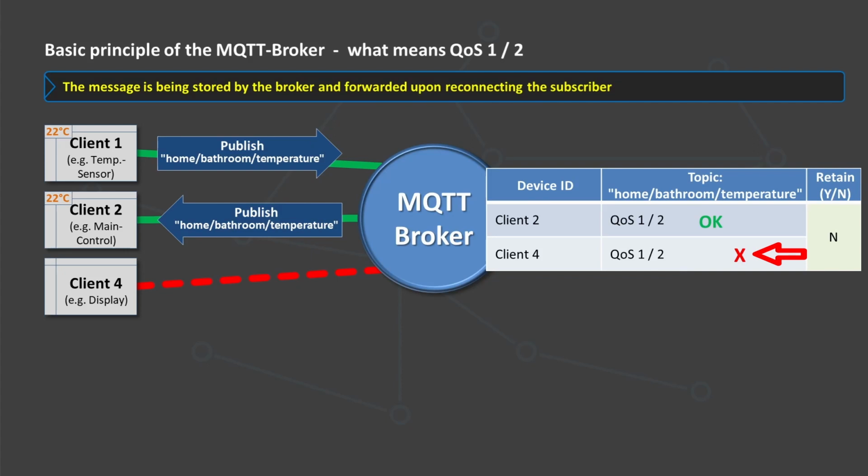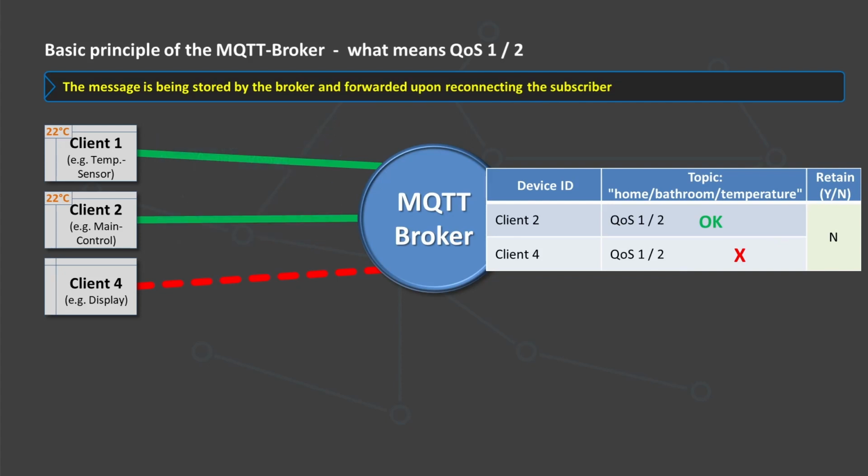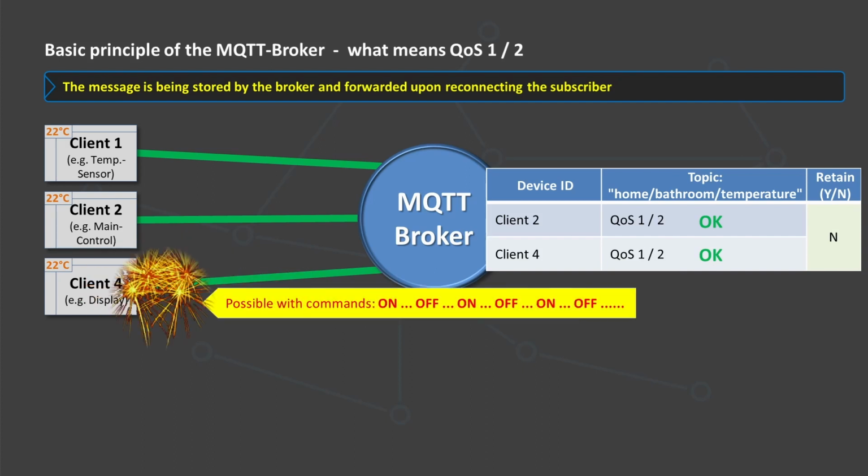Client 2 was connected, therefore received the message. Client 4 was disconnected and has not received it yet. If known clients reconnect, then the broker sends them all the stored messages without needing an external trigger. But be careful. In worst case, this can end up in an impressive firework of functions if many consecutive on-off commands were stored over time and then sent in one row. This can have potentially catastrophic effects, as you can imagine.